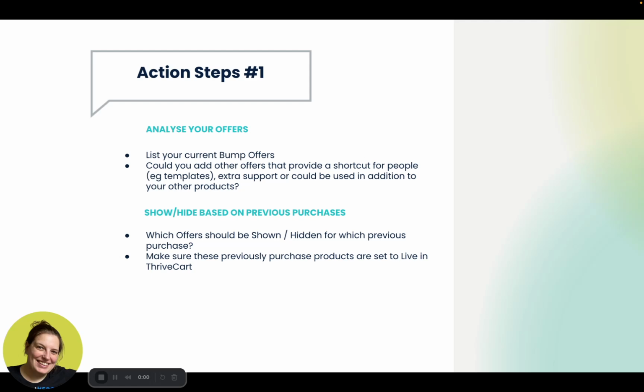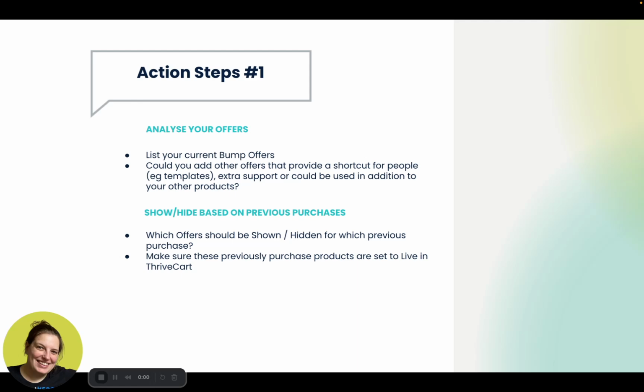Okay, some action steps to wrap up this video here. So I would recommend that you first list your current bump offers and think about whether there are others that you could add. That could be a shortcut for people, that could be extra support, or that they could use in addition to the products they already have. And then think about which of these offers should be shown or hidden based on previous purchases. So you may just want to make a list of all of them and write that down.